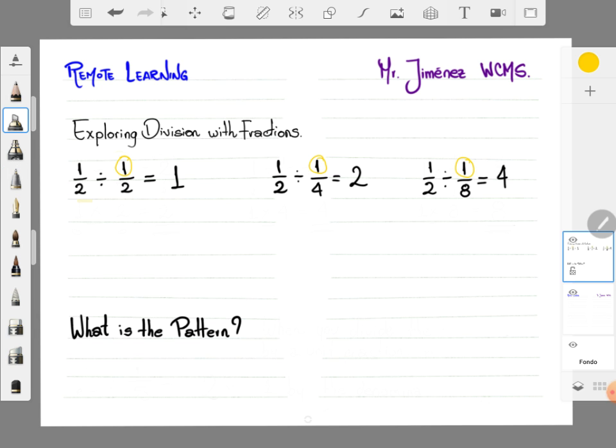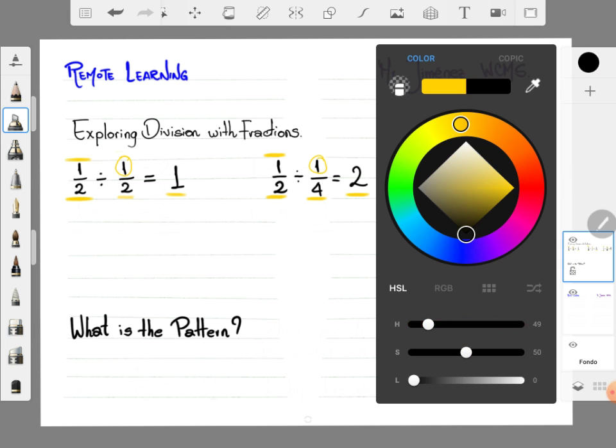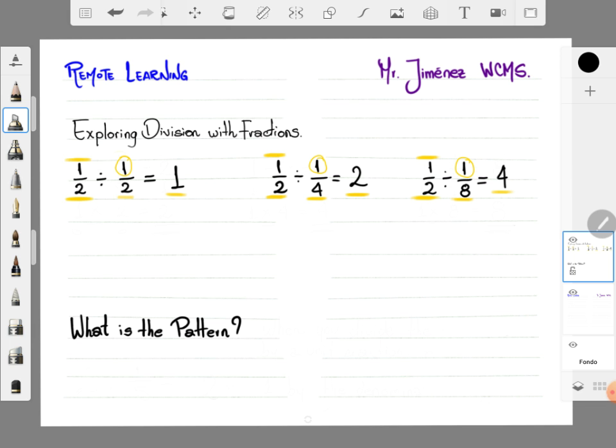In this case, we need to identify what is the operation between 1/2, this fraction, the number 2, and the number 1. Again, the fraction 1/2, the denominator 4, and the answer 2. One more time, the relationship between 1/2, 8, and 4. So we need to identify what operation or what group of operations we need to do in order to find the answer. Let me write here.